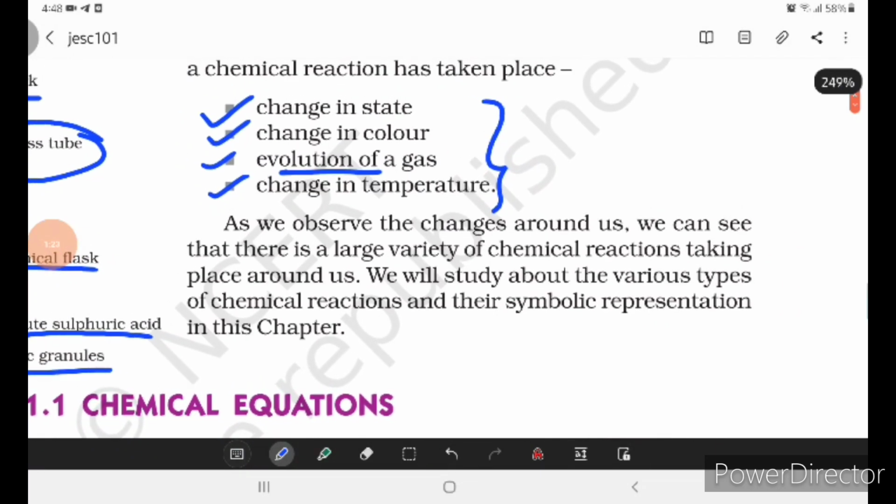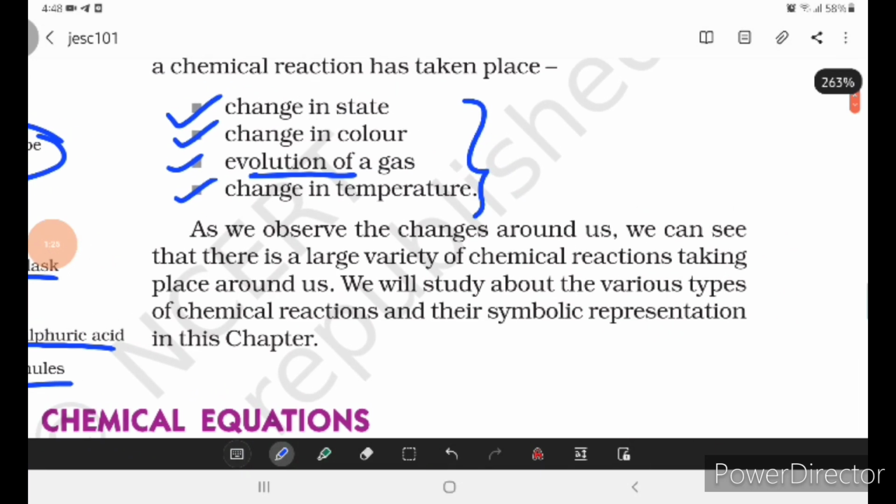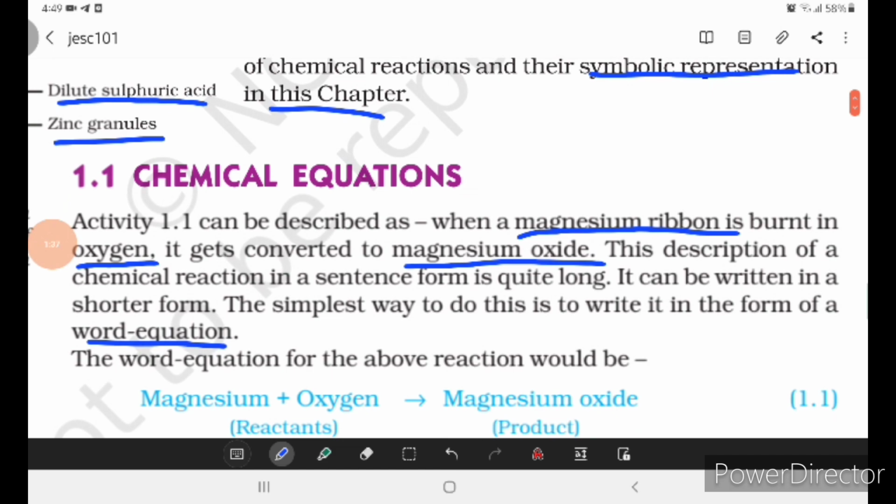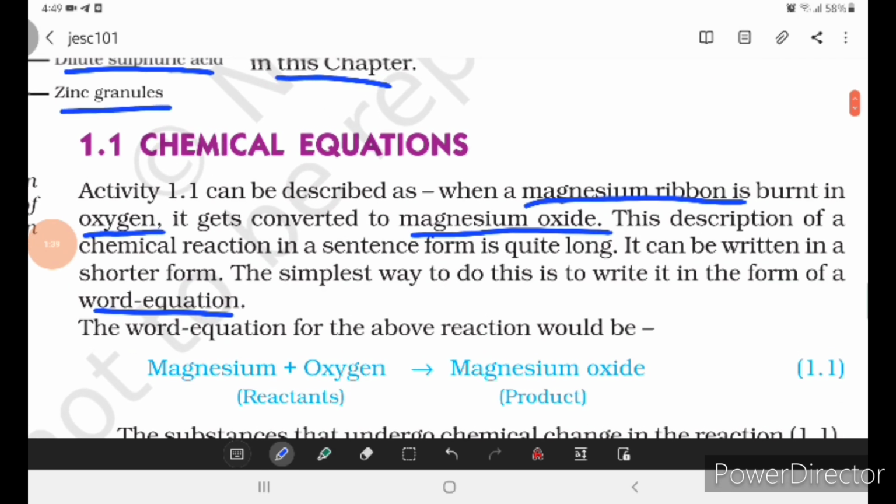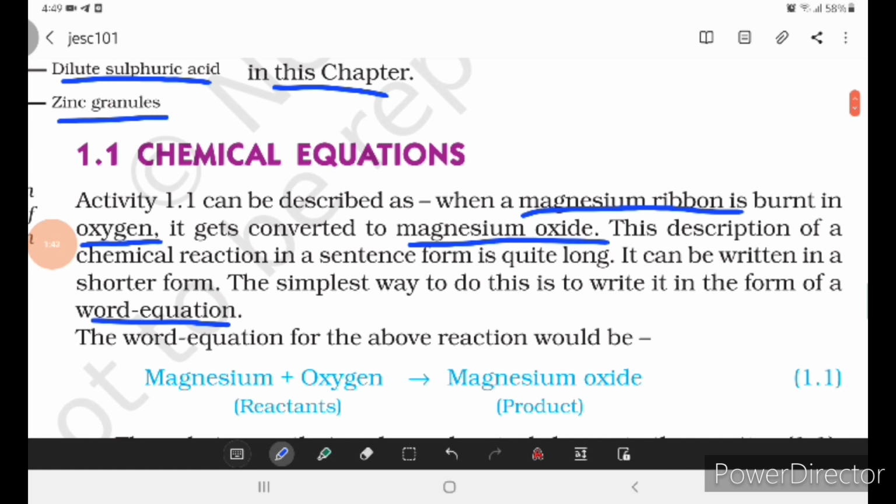As we observe the changes around us, we can see that there is a large variety of chemical reactions taking place around us. We'll try to study various types of chemical reactions and their symbolic representations in this chapter. We'll study the different types of chemical reactions and the representation of these chemical reactions using symbols of different elements and compounds.